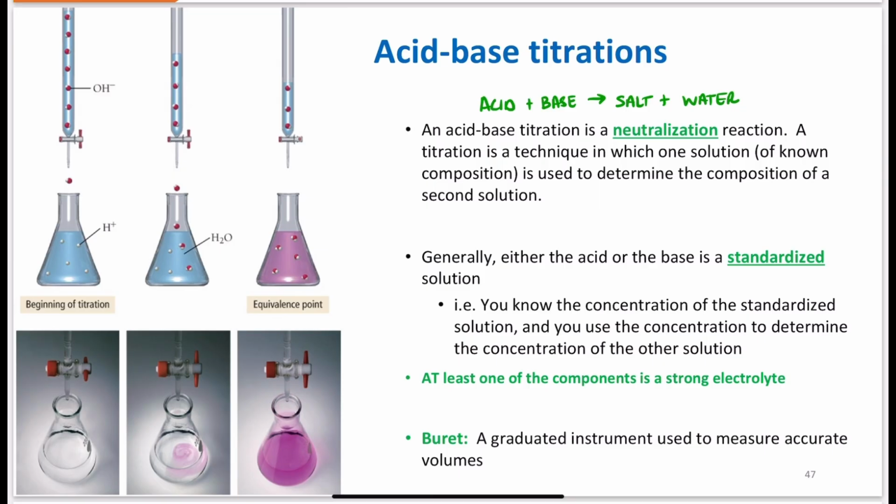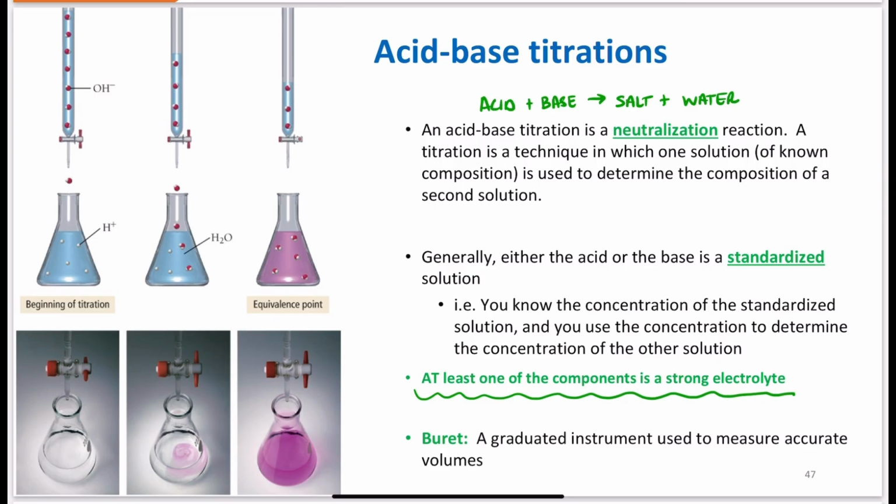Sometimes we're using solids to do this. Sometimes we need to use a standard to standardize something. We then need to titrate something else. So it may be a multi-step process we're doing here. At least one of the components here needs to be a strong electrolyte to let the reaction go. And a burette is the instrument we use to do this.